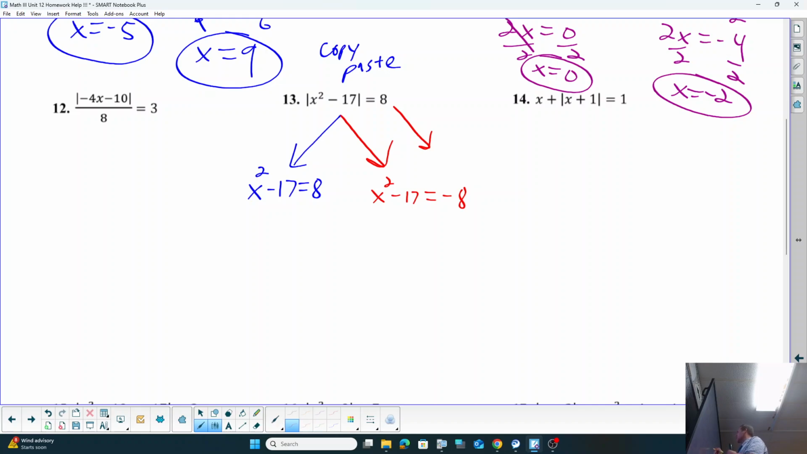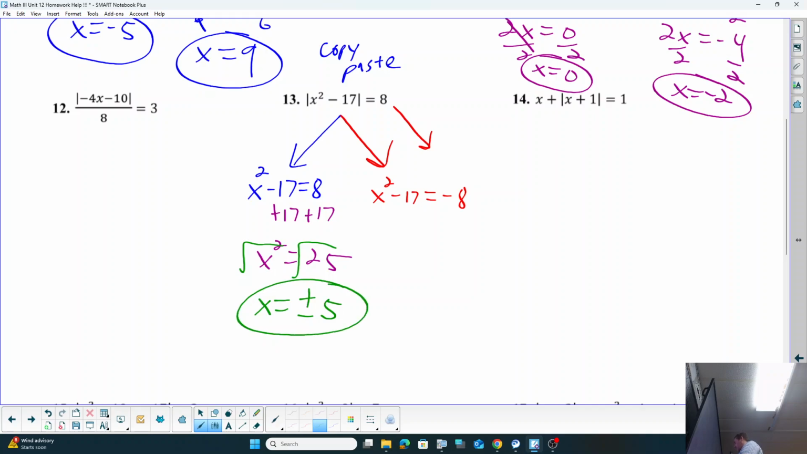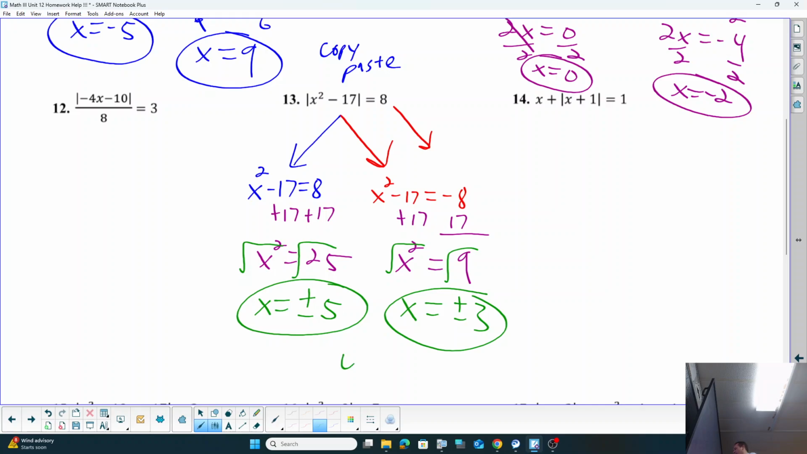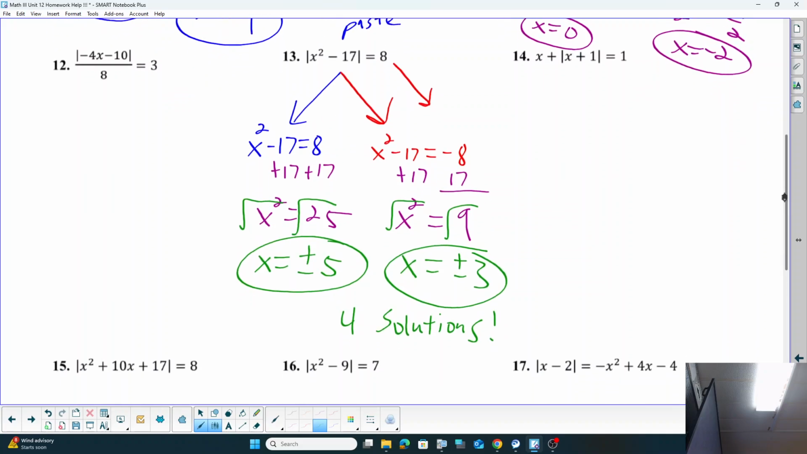Here we go. So we're going to add 17 to this side. So we get x squared equals 25. We're going to have to square root both sides. And when you do that, you get a plus or minus 5. We're going to add 17 to this one, and we get a 9. Wow, these are perfect squares. Square root both sides, so we get x equals plus or minus 3. So we actually have 4 solutions on this one. Whoa, 4 solutions. That's crazy.